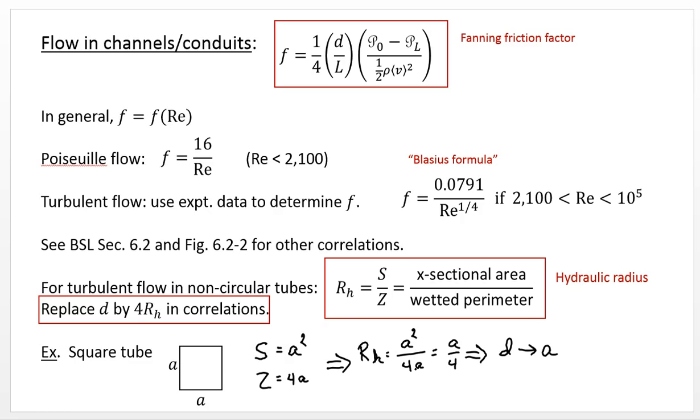So hydraulic radius is a very important concept. This will come up again as we deal with macroscopic balances and the mechanical energy equation in chapter 7 in a couple of lectures. So it's very important to keep in mind the definition of the hydraulic radius and how it's used. Basically, 4 times the hydraulic radius is equivalent to the diameter for a circular tube.